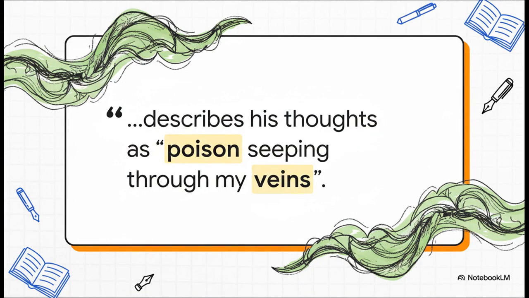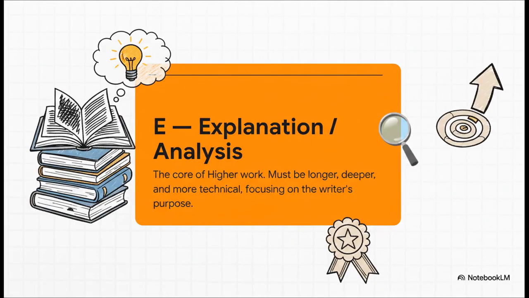First, notice how the quote is smoothly embedded right into the sentence. It's short, but man, is it packed with potential. You've got the metaphor of poison and that fantastic verb, seeping. Both are just begging to be analyzed. Which brings us to the most important part of the entire chain, the explanation.